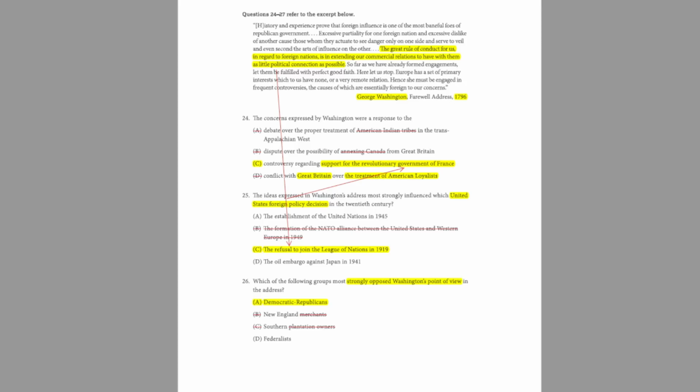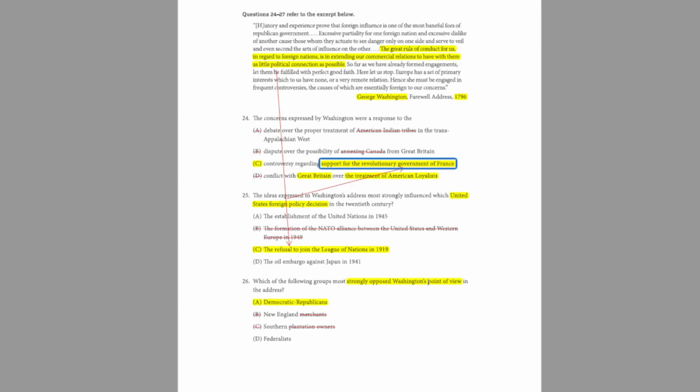Question 24. Even if you weren't sure of your initial choice, once you read United States foreign policy decision in question 25, you realize that your answer needs to relate to that idea. From there, you can use the process of elimination to rule out the following choices. A can be eliminated because it's about domestic relations with American Indian tribes. B is also unlikely. Annexing Canada was never seriously considered in U.S. history. D involves Great Britain's treatment of American loyalists who had sided with the British around 1776. But by 1796, that concern was long past. That leaves C, which is the only answer about a real foreign policy debate: whether or not to support the revolutionary government of France.